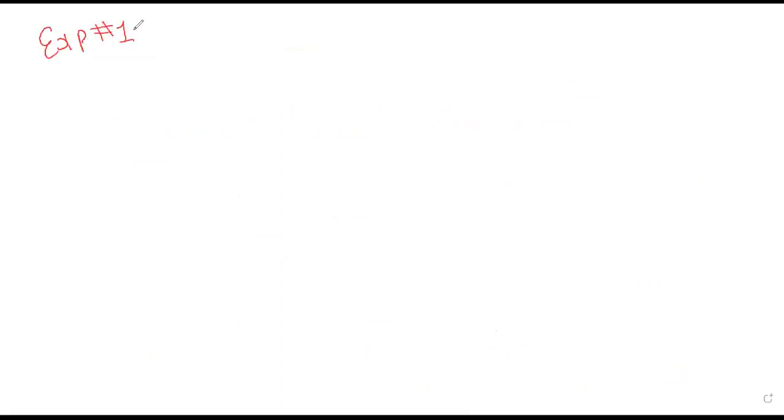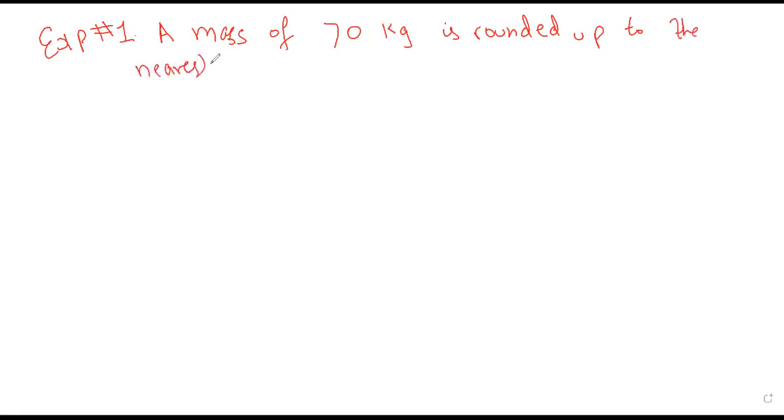Example number 1. A mass of 70 kg is rounded to the nearest 10 kgs.